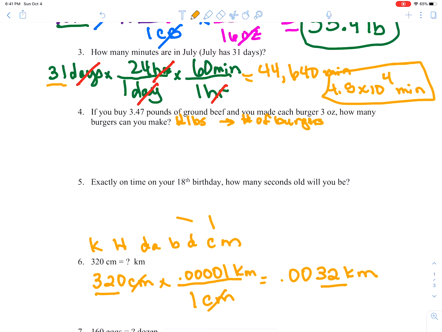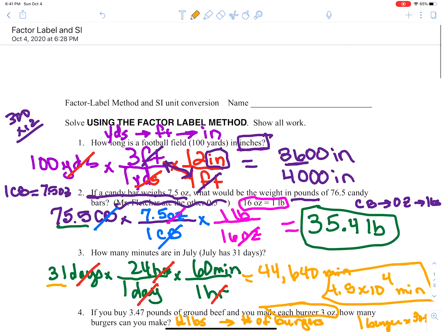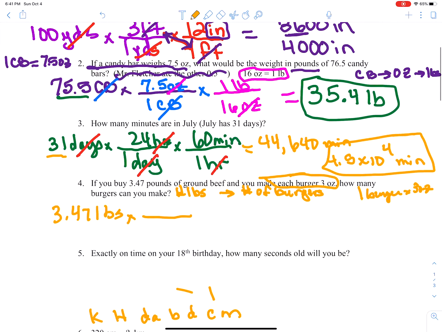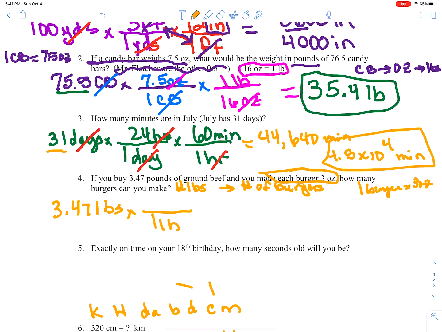We know that according to the problem, each burger is 3 ounces. So 1 burger is equal to 3 ounces. So if I have 3.47 pounds, I need to get rid of pounds. So you need to ask yourself, how many pounds are in an ounce? Well, if you go back up to problem 2, it'll tell you that there are 16 ounces in 1 pound.